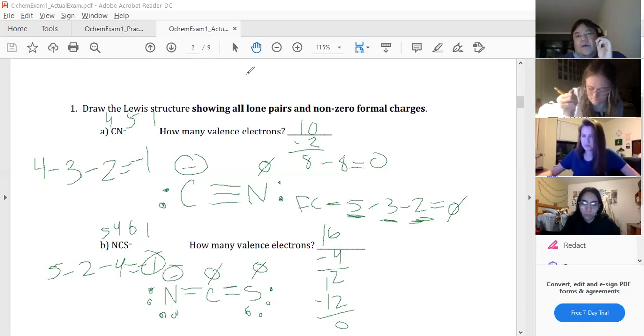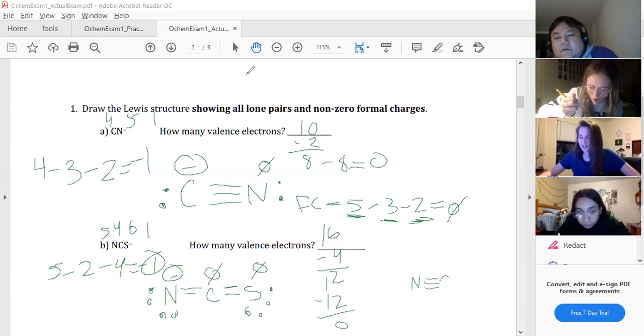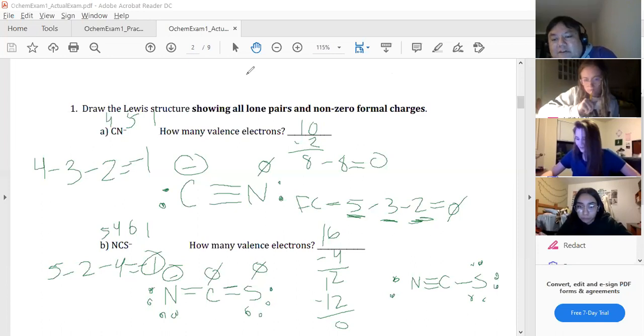You can draw this another way because this is a valence structure. This one has resonance. So if I wanted to draw it a different way, I could draw nitrogen triple bonded to carbon, lone pair, single bonded to sulfur. I know, just because I'm an old man with a lot of experience, that this sulfur does have a negative charge.